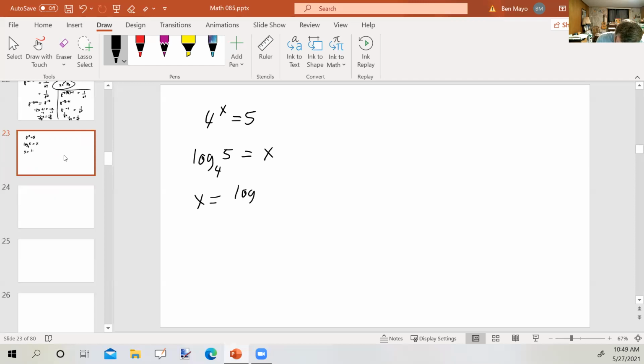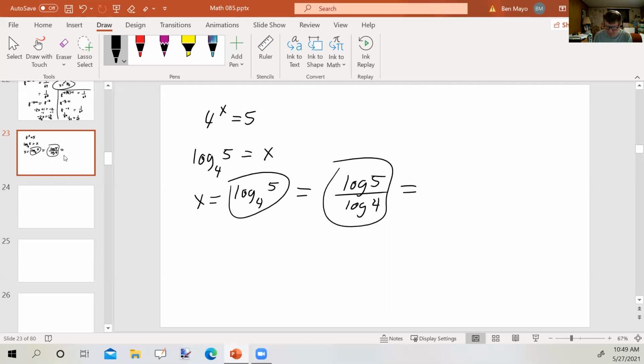X equals log base 4 of 5, because I want to have that log base 4 of 5 on the right side of the equation. Now I'm going to use the change of base formula. I use base 10, so I can rewrite it like that, and that I can put into my calculator. It says give an exact solution and an approximation to 4 decimal places. So the exact solution would be this or that.